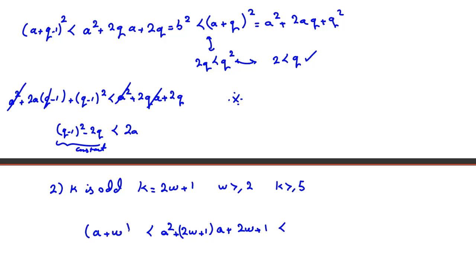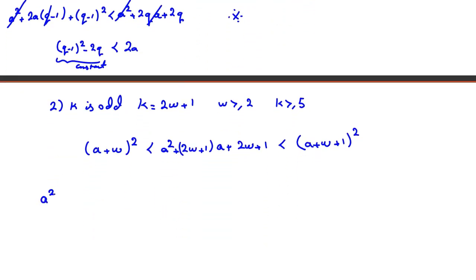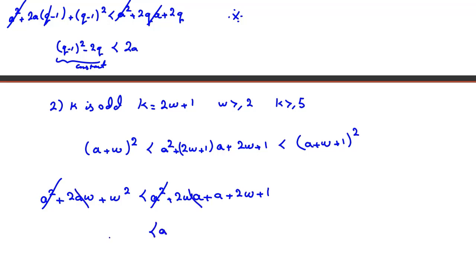We can say it is greater than a plus w squared and less than a plus w plus 1 whole squared. So if we check that, the left side will be what? It will be a squared plus 2aw plus w squared less than a squared plus 2wa plus a plus 2w plus 1. We can cancel. Again, a will be greater than w squared minus 2w minus 1. Again, this part is constant, and if we have infinitely many a, after some point we have this inequality, because a increases to infinity, but this one is constant.